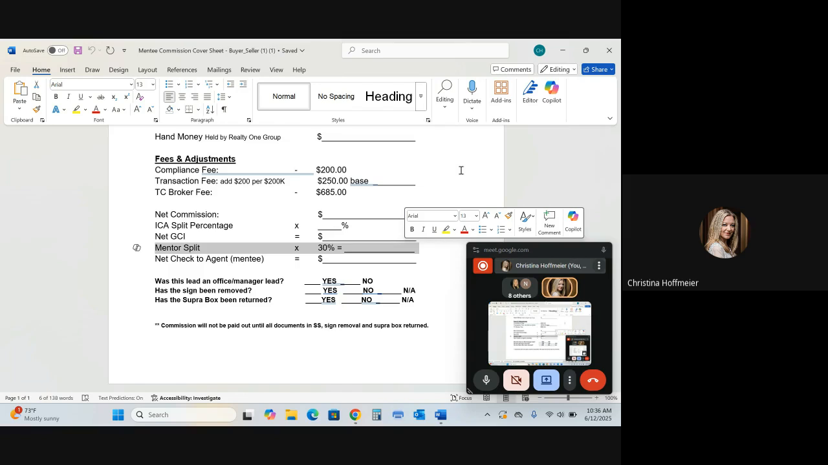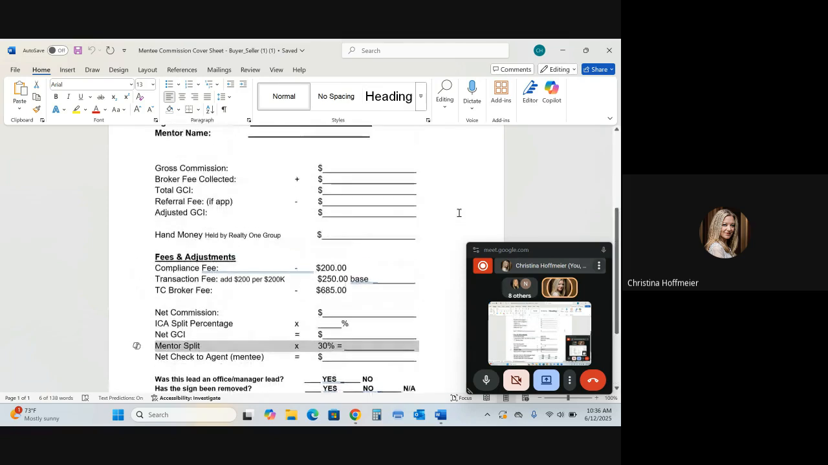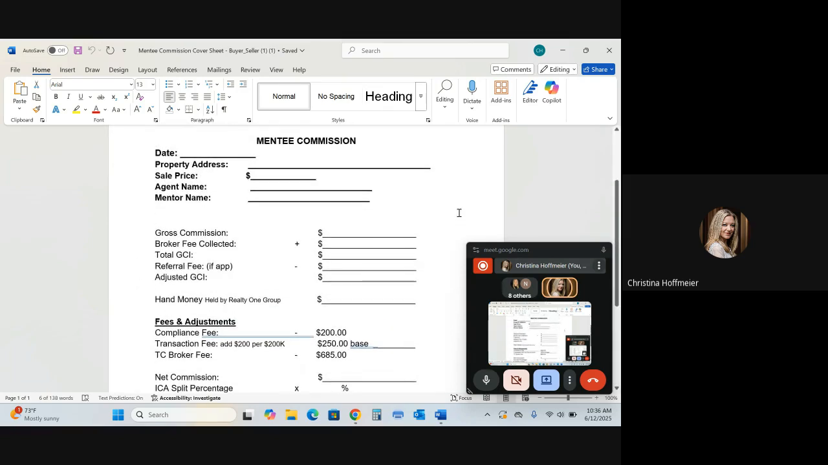So for the first 5 transactions, if it's organic, even if you're on the 70%, you get 100%. If it's an office lead, it's 70%. Make sense? Any questions? No? Okay, great.